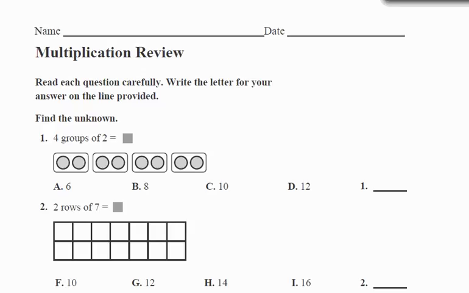It is your multiplication review, okay? It says read each question carefully and write the letter for the answer I'm going to provide. Just review. So I need for you to be on this page, please. Okay, it says four groups of two. I want to know how many are all together. You either can go four times two, or count every single one of those, right?